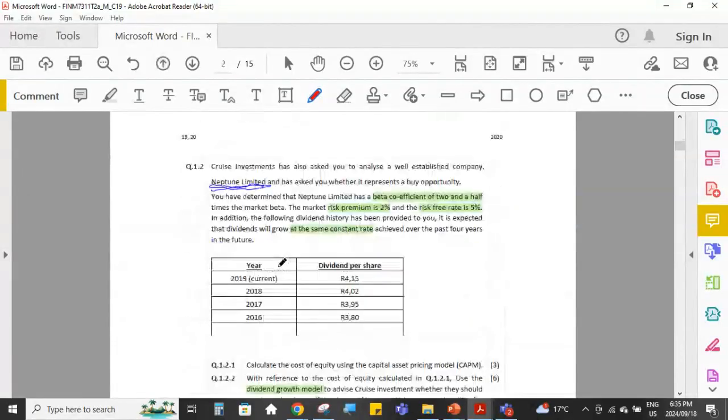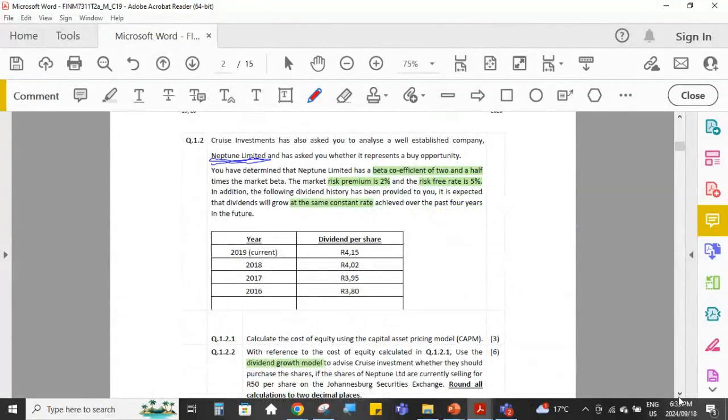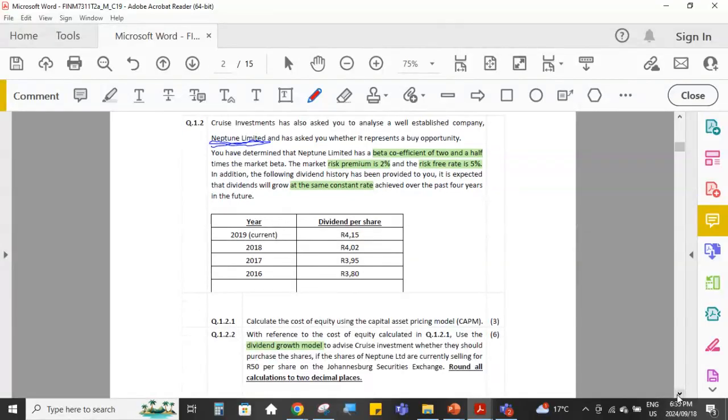Always pay attention to the instructions regarding rounding or any other instructions. Very, very important. You can lose marks if you don't follow instructions. So they've asked us to do 2 things here: calculate the cost of equity using the CAPM model, then calculate the price of the shares using the dividend growth model, and decide whether we should accept the investment or not.